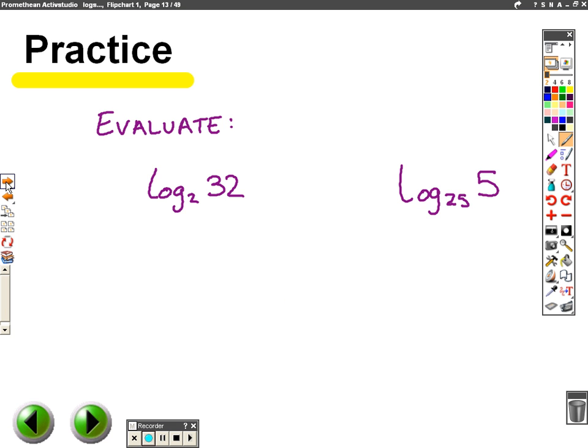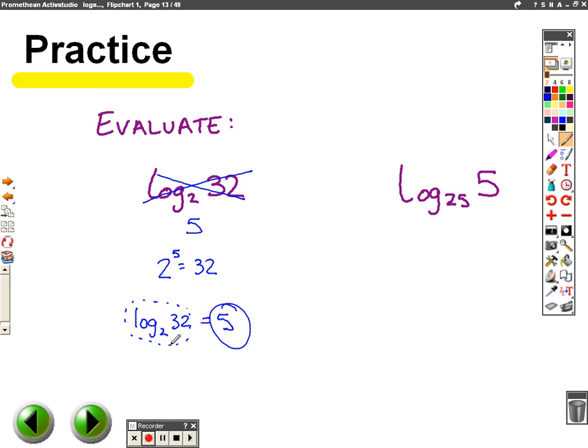So if we needed to evaluate log base 2 of 32, I'm asking myself, 2 to what power gives me 32? I know that 2 to the 5th power gives me 32. So I can take this whole statement and simplify it to 5. 5 is much easier to work with than that. So this right here is equivalent to 5. Log base 2 of 32 is the same thing as 5. I would rather work with 5. I think you probably would too. So when we see this, we need to recognize, oh, whoa, I can make this way simpler. Log base 2 of 32 really is 5.